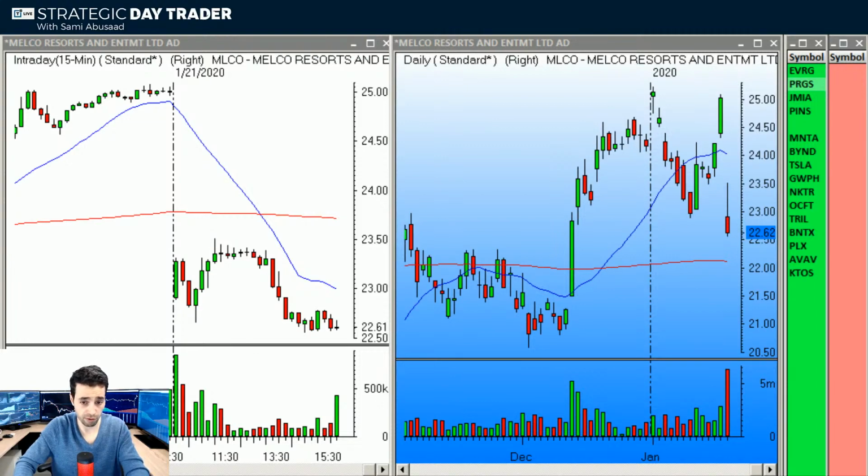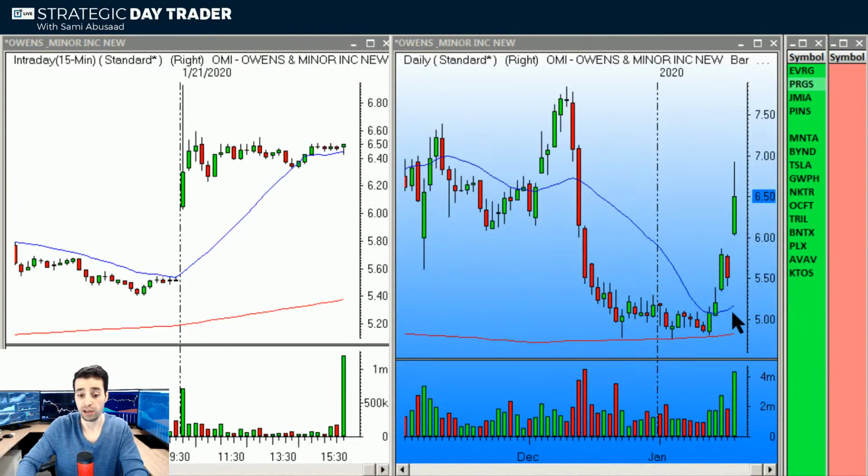Another professional gap from today's list would be the OMI. See this? A red bar and then a gap above it. That's professional long, but I missed the play on it, so I shouldn't have brought it up. I missed the play on it. I really, really liked it. I also like the array, but it gapped a little too much.